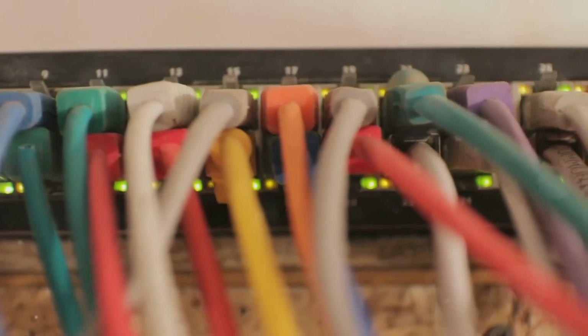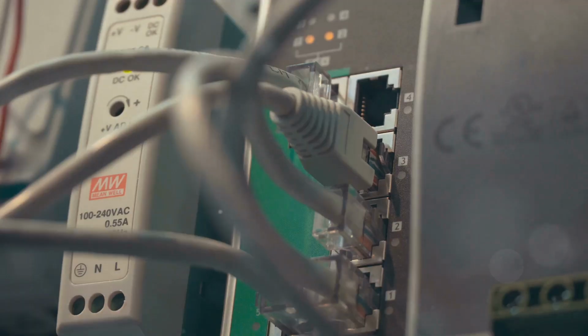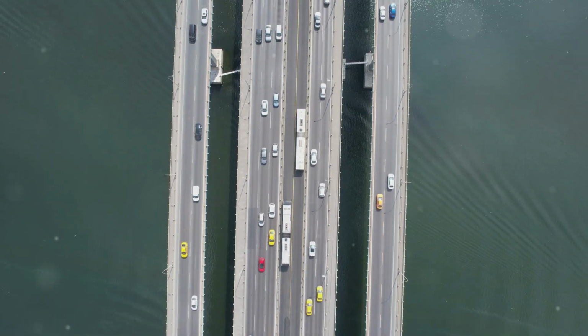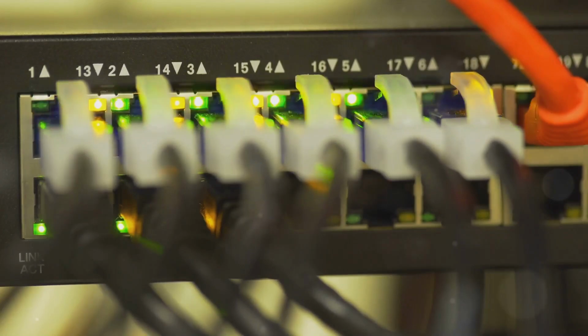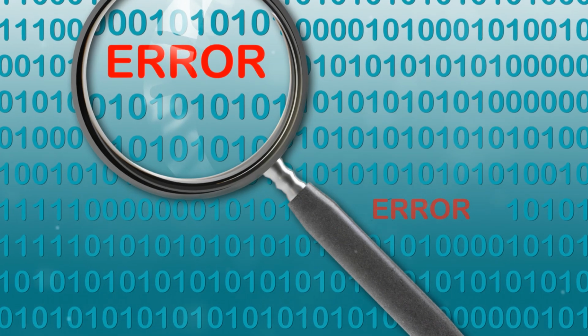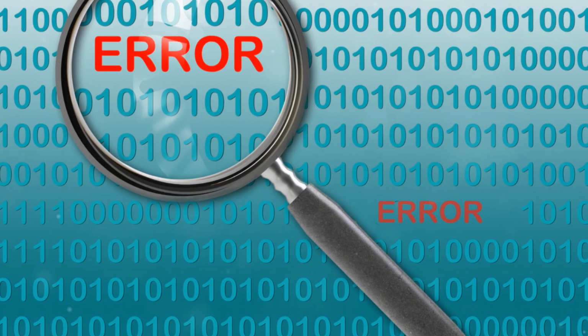Now that we have our physical connection, we need to start organizing the data. This is where the data link layer comes in. Think of it as a bridge that divides the road into lanes and directs traffic. The data link layer packages data into frames and adds information like source and destination MAC addresses, like physical addresses for your network devices, and error detection and correction, ensuring the data arrives without mistakes.